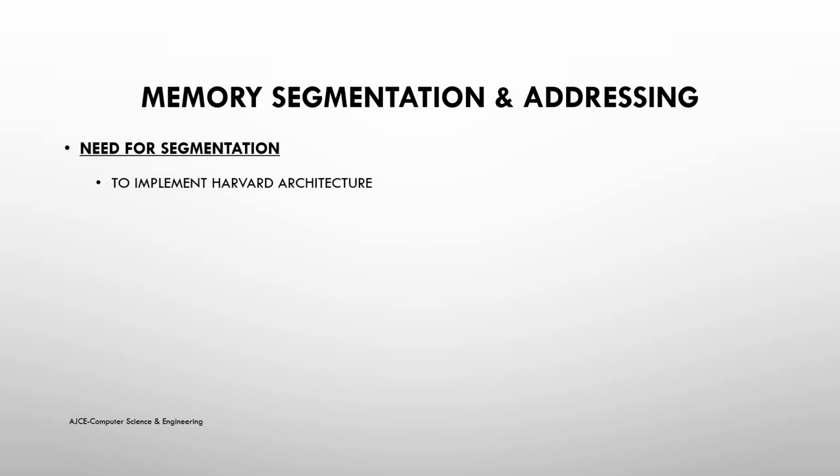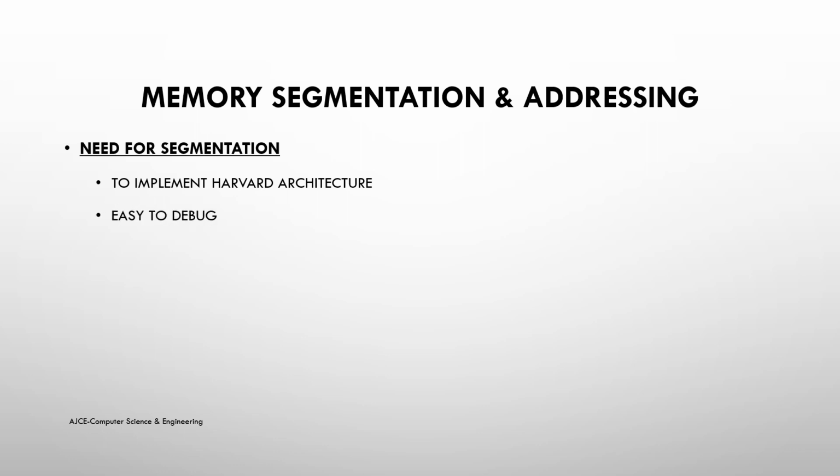First, in order to implement Harvard architecture. Harvard architecture means there is a dedicated memory for data as well as a dedicated memory for program or instruction. In von Neumann architecture, there is no concept of separate memory for data and program. But in Harvard architecture, there is separate memory for program as well as data. In order to implement Harvard architecture, 8086 supports segmentation.